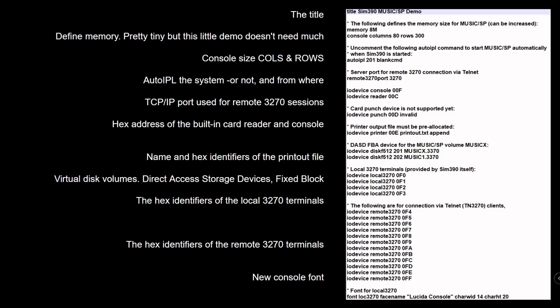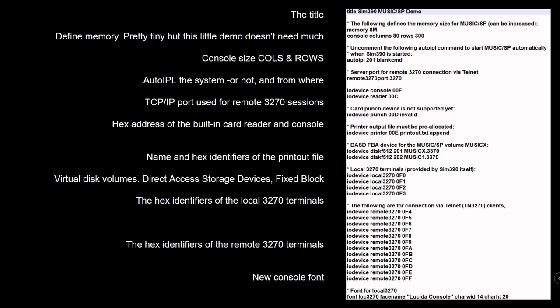This is obviously bigger. This was made in Notepad, so there's nothing to it. You just type it in there. And for the most part, it's already created. What you do is look at it from the top down, and it's very easy to read. It says the memory assigned to this emulation is 8 megabytes. The console column's 80 rows by 300. Well, that just means that it flows off the side. I think the 300 is overkill. I'll go back to around whatever it was.